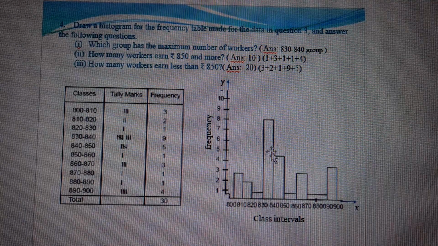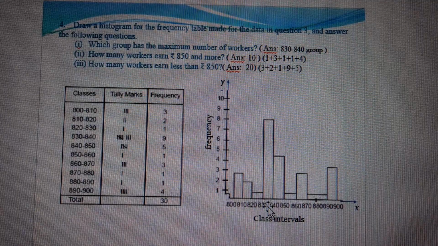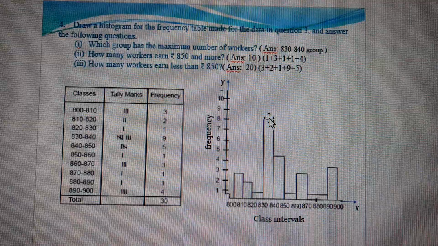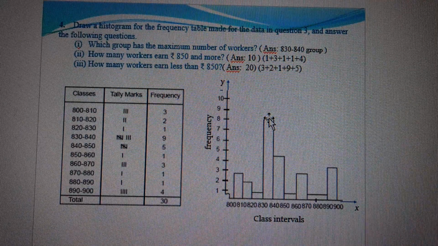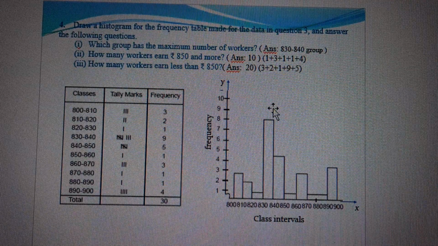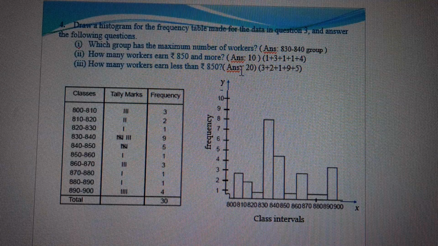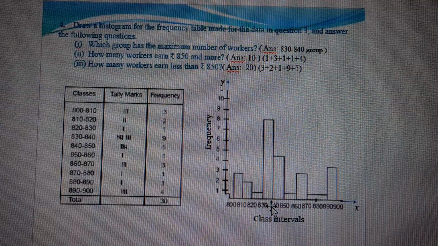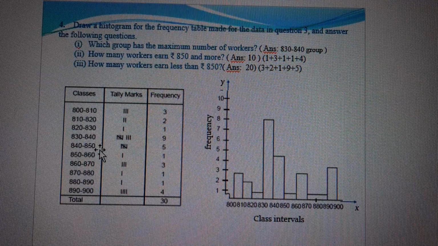So the maximum bar is this one. So this is the class 830 to 840. So people whose wages are 830 to 840, they are the maximum number of workers. How many workers earn rupees 850 and more? 850 and more. From this table you can find out.